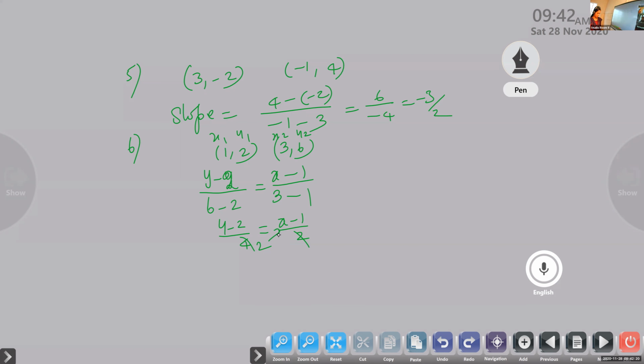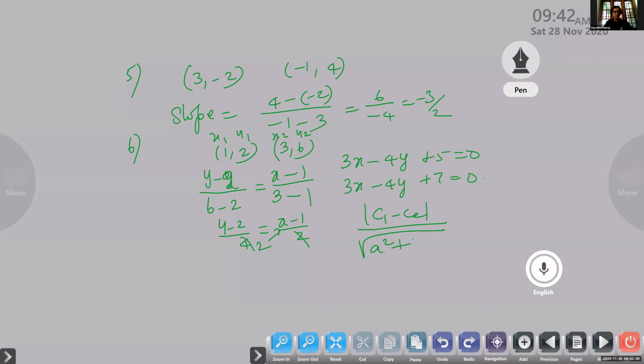Again, the next one: find the distance between the parallel lines 3x minus 4y plus 5 is 0, and the next equation is 3x minus 4y plus 7 is 0. So what is the distance between the parallel lines? What is the formula we have learned? Gayatri? Modulus of C1 minus C2 by root of A square plus B square. So you will get modulus of 5 minus 7 by root of 3 square plus 4 square. It is root 25. So the answer is 2 by 5.